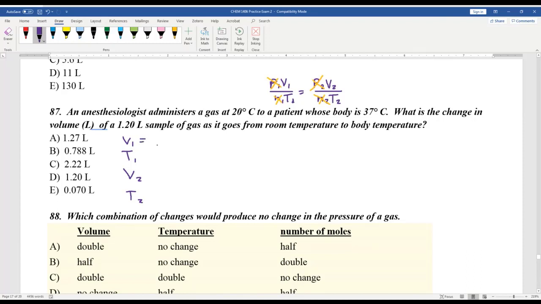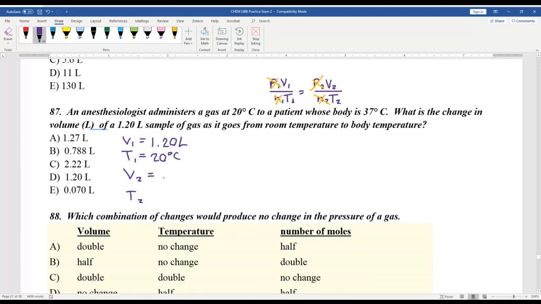So what is the initial volume? This is not totally obvious here, but yeah, it is the 1.20. And what's the initial temperature that corresponds to that volume? Yeah, it's 20 degrees Celsius. Well, no, actually, it's not 37. This says what is the change in volume of a 1.2 liter sample of gas as it goes from room temperature. So there's the implication that the 1.20 liters starts at room temperature. And room temperature is what temperature? 20 degrees or 37? 20. So the 20 degrees Celsius is what goes here.